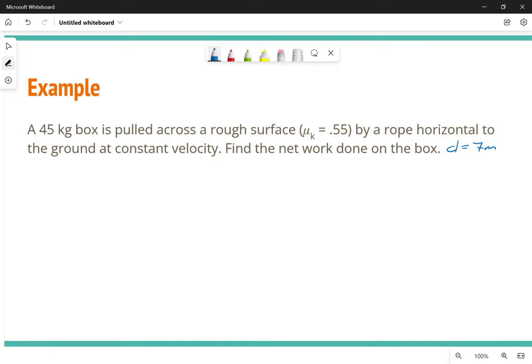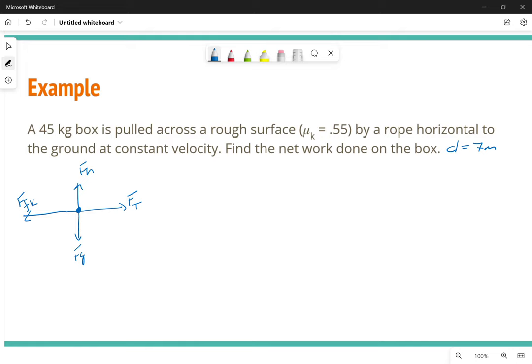So one method here would be to go with a free body diagram, right? So we'll start there. We've got a force of gravity on here, and you're going to have a normal force. There's some sort of force pulling it across the surface, and it's actually a rope, so let's say it's a tension. And then I've got friction that's opposing that motion, and it's kinetic friction because it's moving. So one method I could do here is find the work done by each of these forces individually and then add them all up.